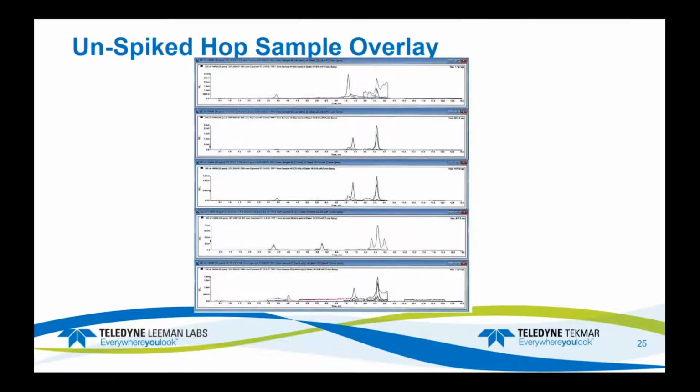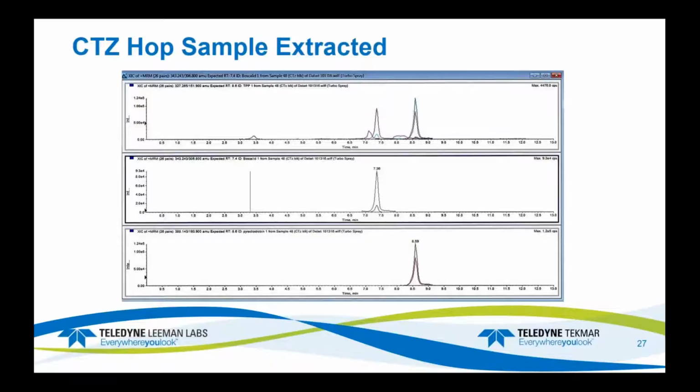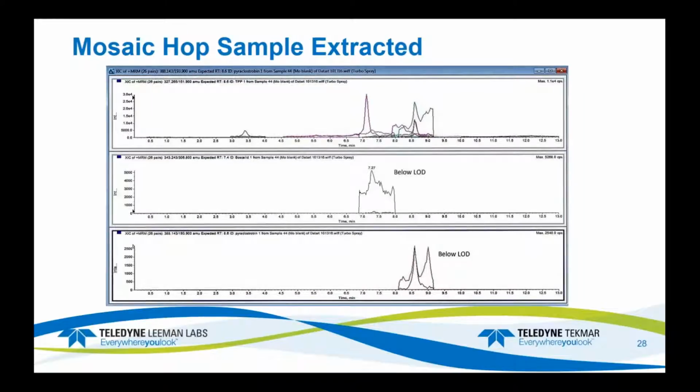For the actual hops analysis, this is unspiked. We really didn't find anything, which is a good thing. We did find some boscalid in a couple samples, as we can see here, but it had very low concentrations. So the first one we see is a Cascade hop. So we can see the boscalid there, as well as our standard. We also seen a bit of it in the CTZ. Again, not much to report, but still there. And then very low below our detection limit in the Mosaic.